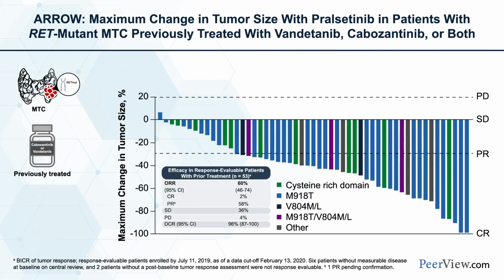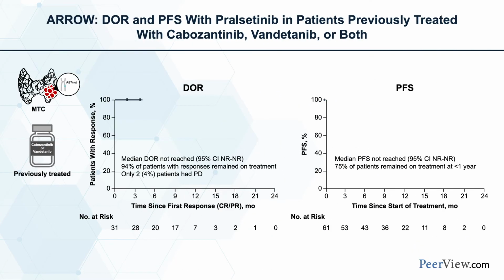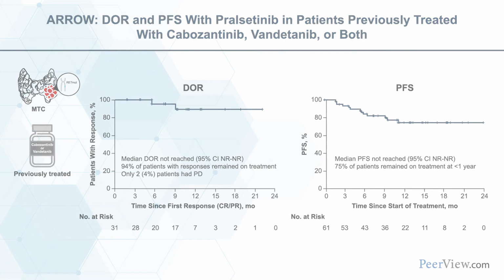Moving to the clinical responses of pralsetinib in patients with prior cabo or prior vandetanib, you see a really nice response rate of 60%. Stable disease, in addition, was another 36%. The duration of response had not yet been met, and we're over 24 months out now with this study. And in addition, the progression-free survival, the median also has not been met.